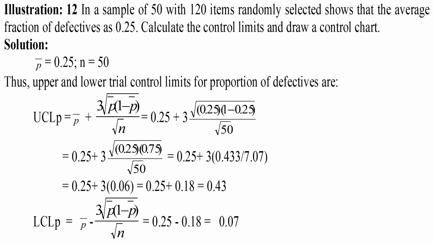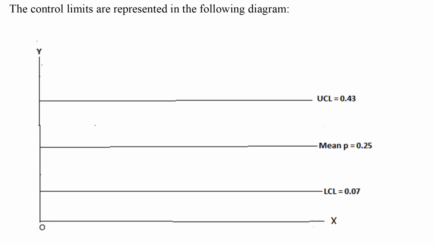Illustration 12. In a sample of 50 with 120 items randomly selected, the average fraction of defectives is 0.25. Calculate the control limits and draw a control chart. Solution. P bar equals 0.25, n equals 50. Thus, upper and lower trial control limits for proportion of defectives are UCLP equals 0.25 plus 0.18 equals 0.43. LCLP equals 0.25 minus 0.18 equals 0.07. The control limits are represented in the following diagram.